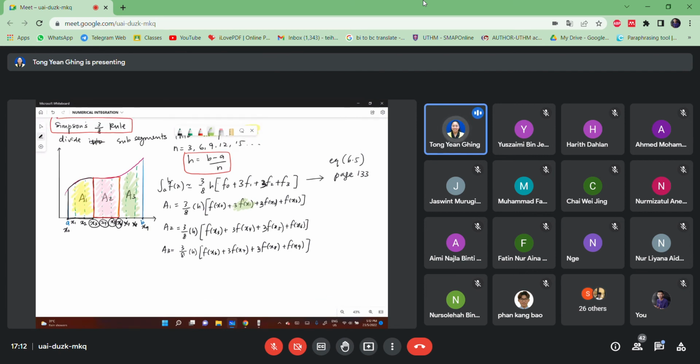Let's now look at this one. 3 times fx1 and then 3 times fx2, 3 times fx4, 3 times fx5, 3 times fx7, 3 times fx8. So you look at here: 1, 2, 4, 5, 7, 8. Actually, those values are not multiples of 3.